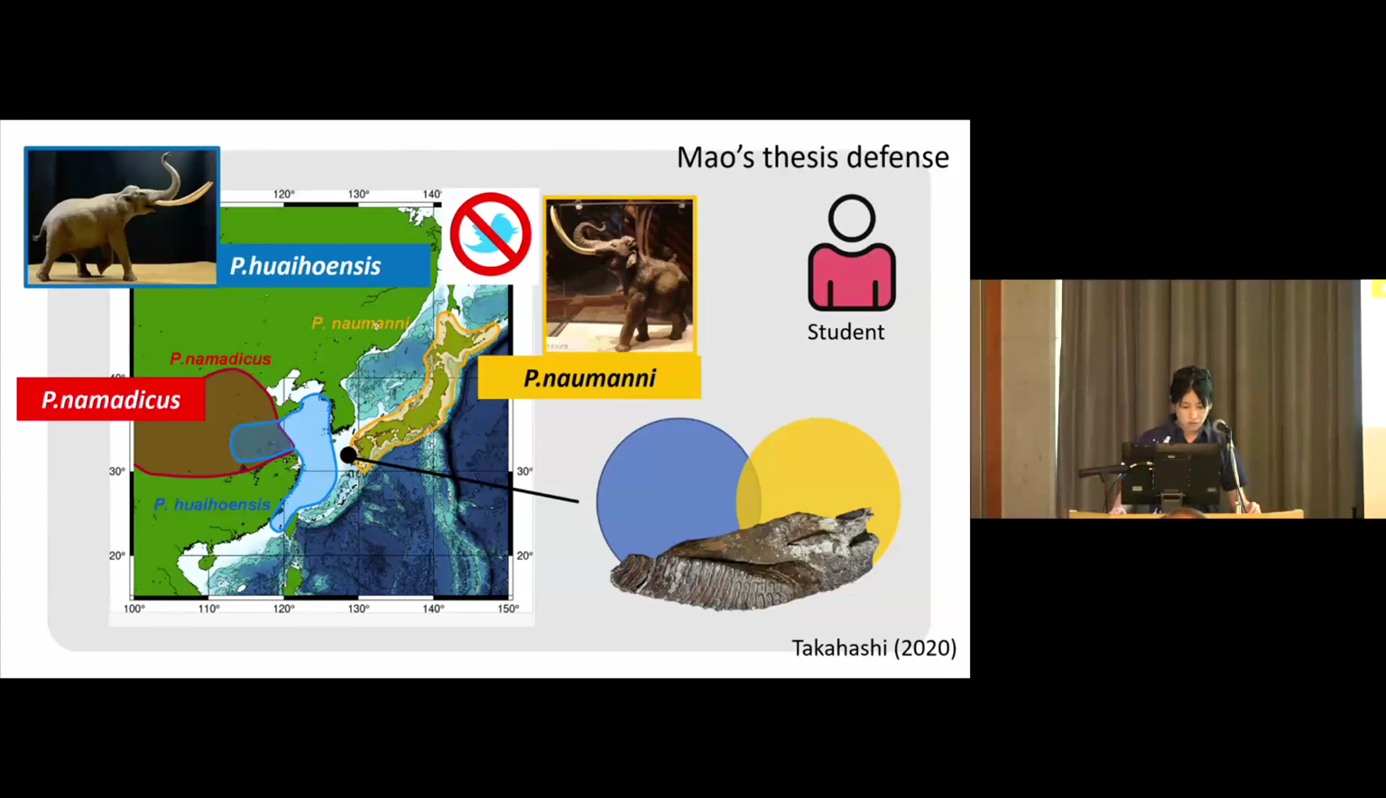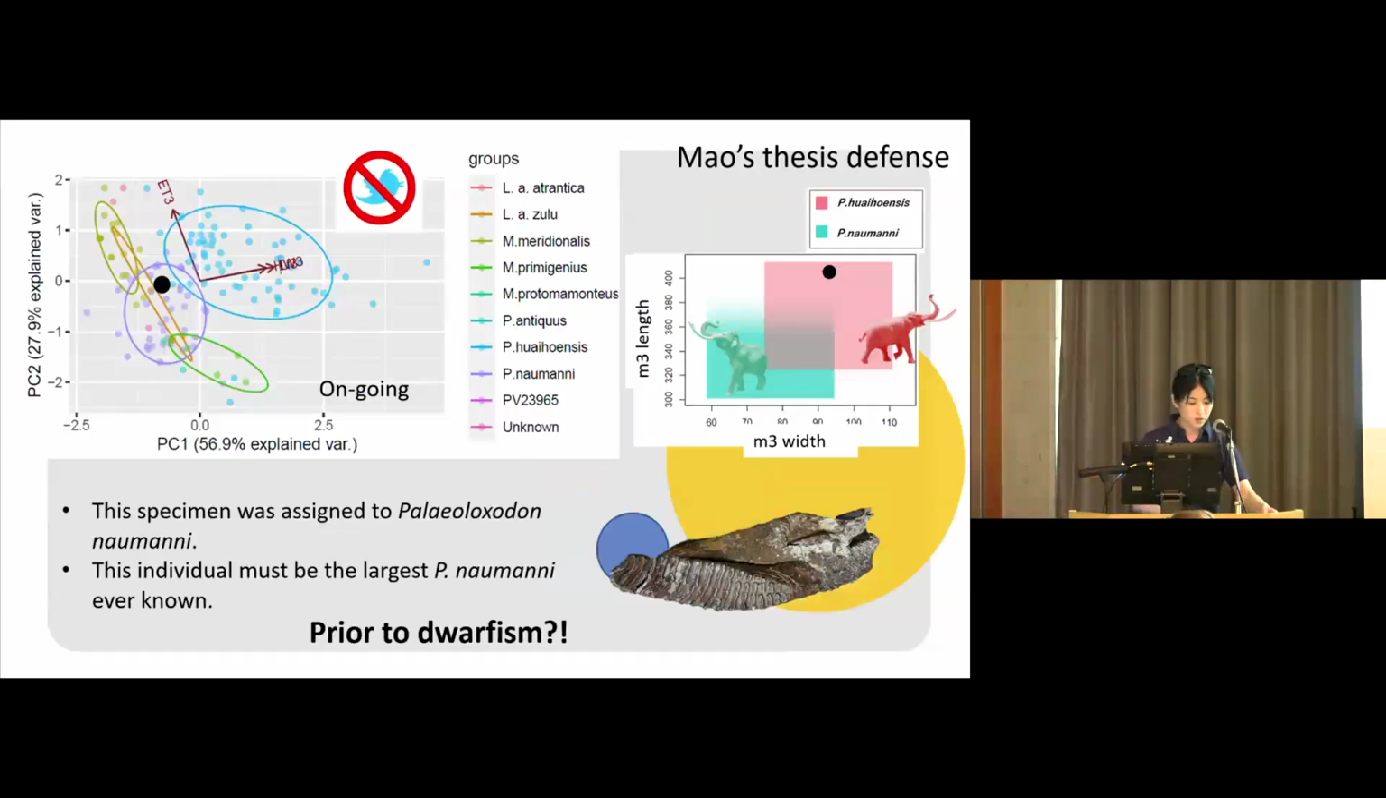belongs to. So Mao conducted the multivariate morphological analysis for her senior thesis. And she still has to get lots of data before she makes any conclusion. But based on her limited data, she suggested that the specimen should be assigned to Paleoloxodon naumanni, the Japanese species. And if this is true, this individual must be the largest Paleoloxodon ever known. And this guy probably roamed in a Pleistocene gateway to Japan before Dolphism started. So this is suddenly a very important specimen.